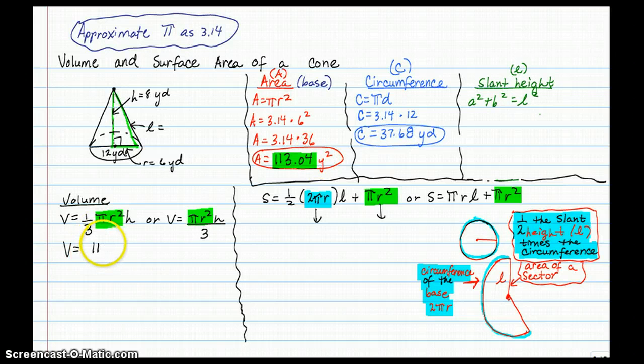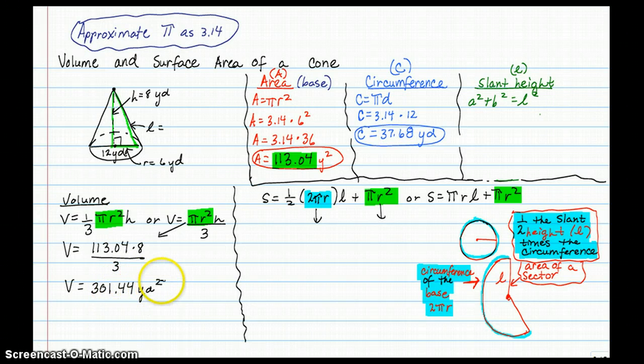So we're going to go 113.04 times the height. I'm using this formula. The height is 8, so times 8. And we're going to divide that by 3. Just use your calculator. Go ahead and do that. And that will give you 301.44 yards squared.